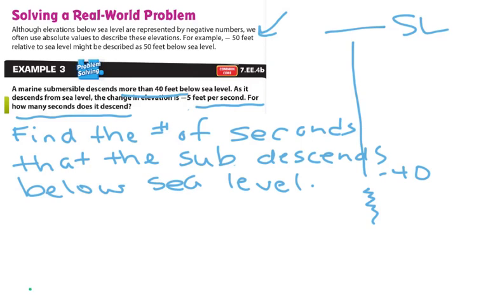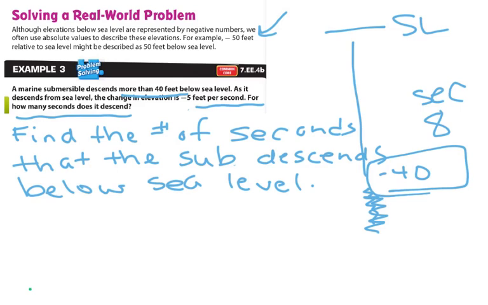Like I said, you could think it through. 5, 10, 15, 20. We know already, if you did that logical math, that we can get to this point in how many seconds? Yeah, it's going to be 8 seconds to get to the depth of negative 40 feet, right? And so, yes, we know the answer. It's going to be 8 seconds or more, because remember, it descends more than 40 feet below sea level.